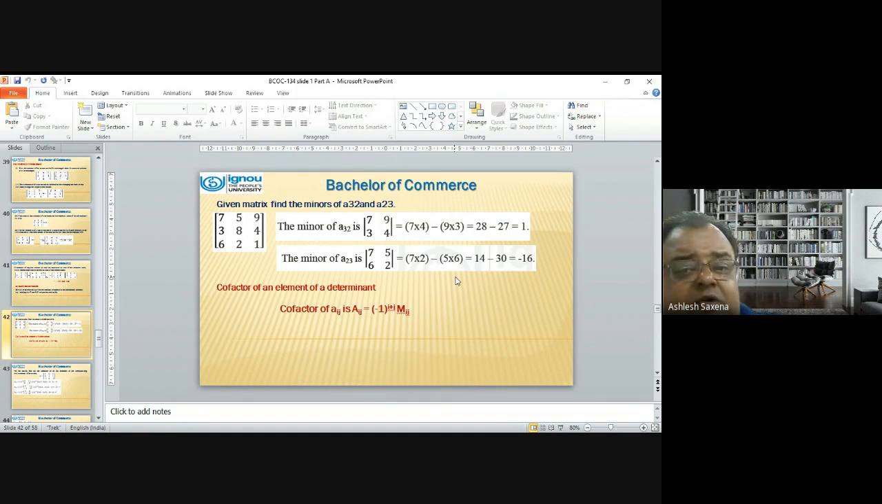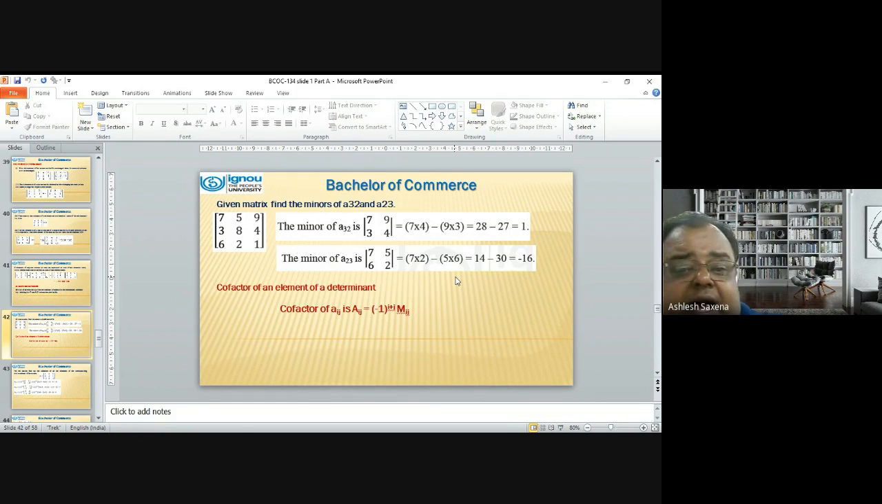What is the value of A23? A23 means remove the second row, third column. You are left with 7, 5, 6, 2. 7 into 2 is 14, minus 6 into 5 is 30. 14 minus 30 is minus 16.